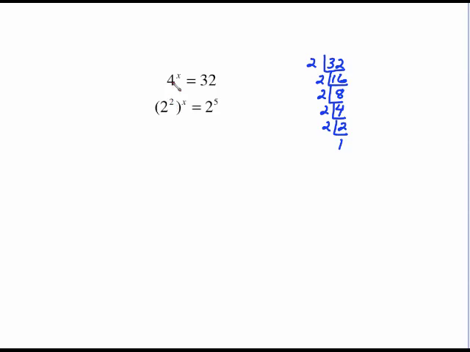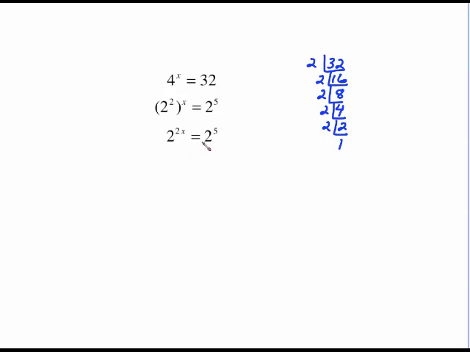You know that 2 squared is 4. I've put that in parentheses, all raised to the x power. Over here, you have to think about your exponent law, which is a power raised to a power. So this is going to be 2 to the 2x, because when you raise a power to a power, you multiply those exponents. This stays 2 to the fifth.